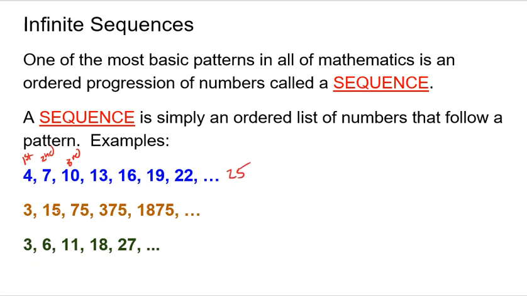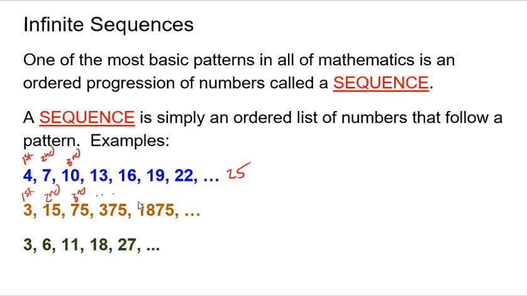Now this next one has a pattern of 3, 15, 75, 375, 1,875, getting big very fast. But once again, we have the first term, the second term, third term, and so forth. So this one might take a little bit of time to recognize the pattern, but if you see it, it's just multiplying by 5. 3 times 5 is 15. 15 times 5 is 75. 75 times 5 is 375. 375 times 5 is 1875.